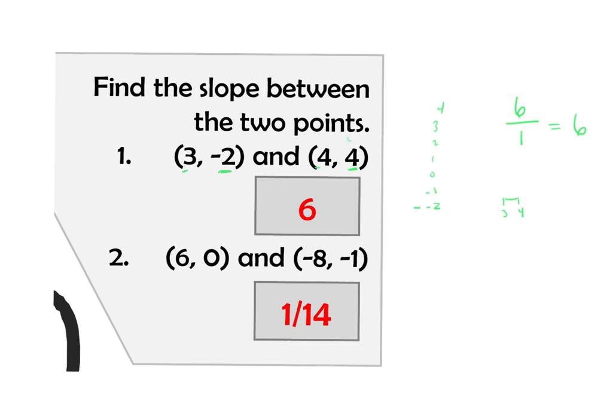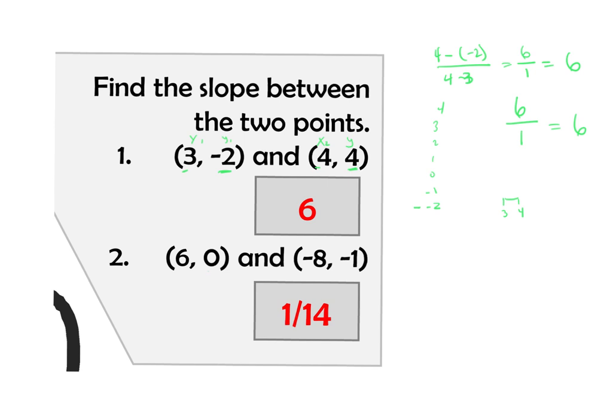So if we did y2 minus y1, you would get 4 minus a negative 2. And then x2 minus x1, 4 minus 1. You're going to end up with 6 over 4 minus 3, sorry, 6 over 1. You're going to get 6. It doesn't matter which way you went, you're going to end up with a positive.